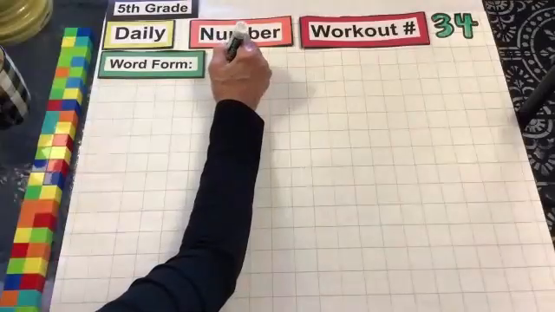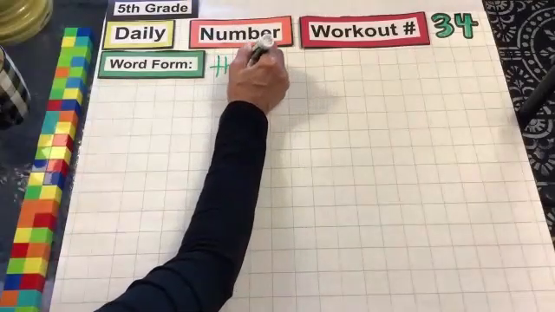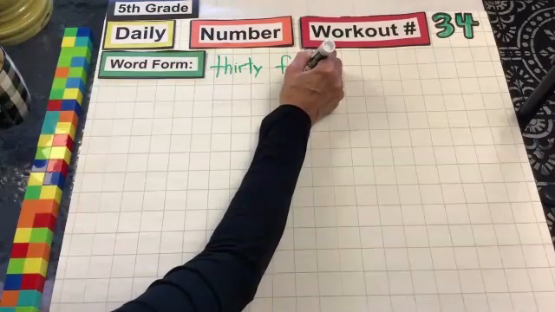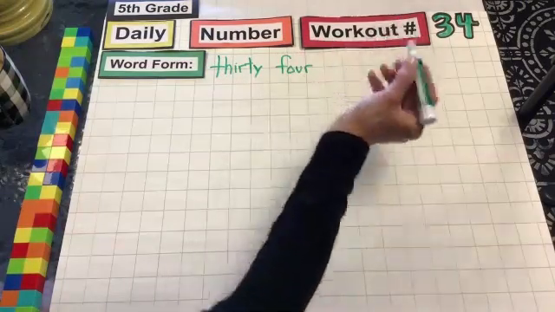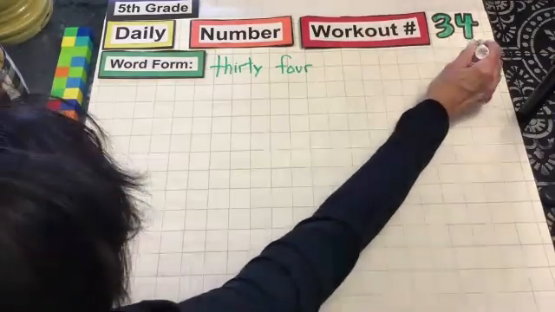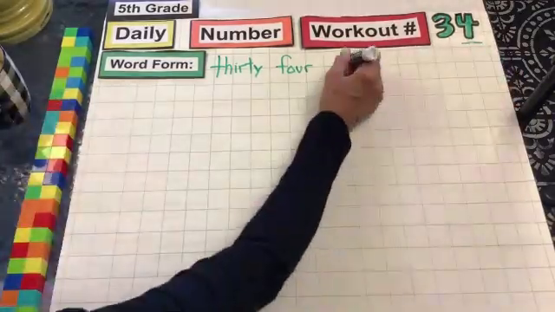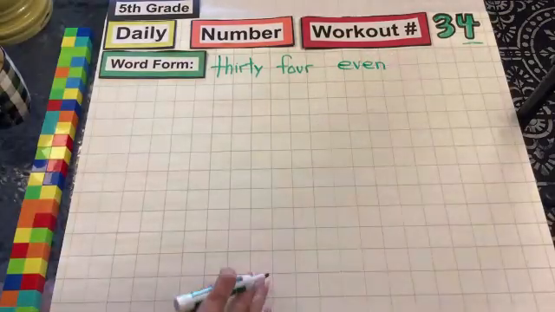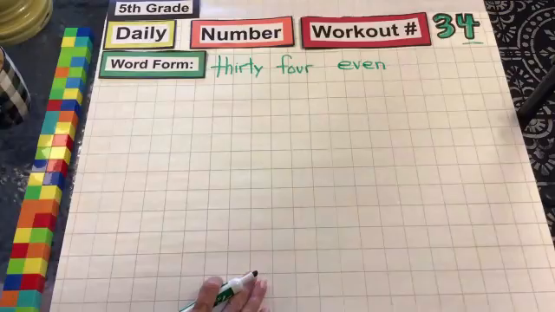So 34, thirty-four. And since this is an even number, it is even. So even numbers are 0, 2, 4, 6, 8. So that was simple and fast. Let's go for factors.